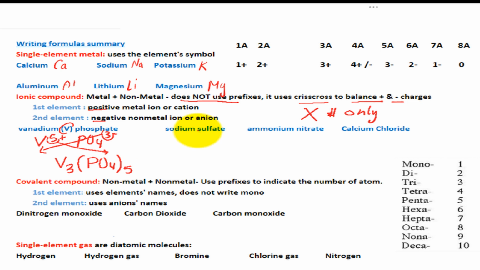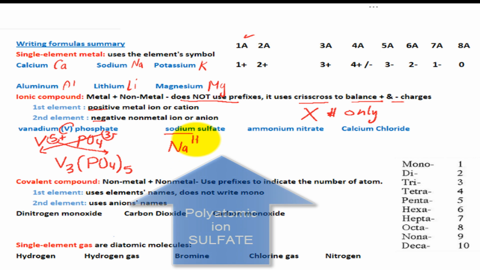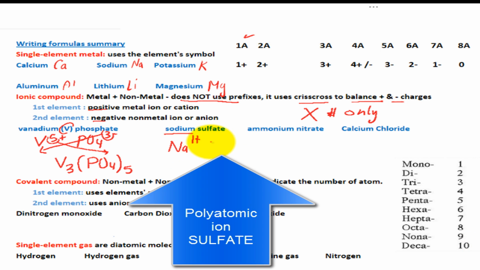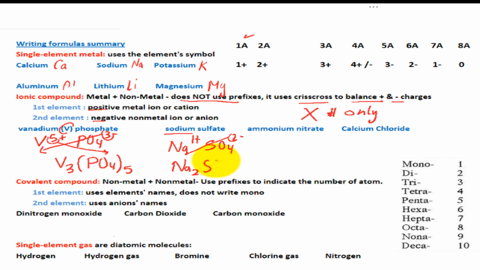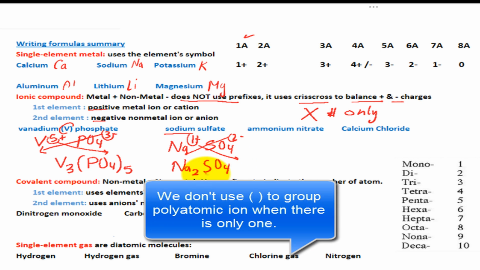The next thing we have is sodium sulfate. Now sodium does not have a Roman numeral, but we know that sodium is in group 1A, therefore it has to be 1 plus. So Na 1 plus. SO4 2 minus. And here we go, we do the crisscross to balance out the charge, which gives us Na2, and we have SO4. When we crisscross down, we don't have to use parentheses.